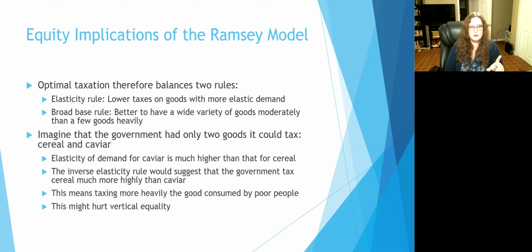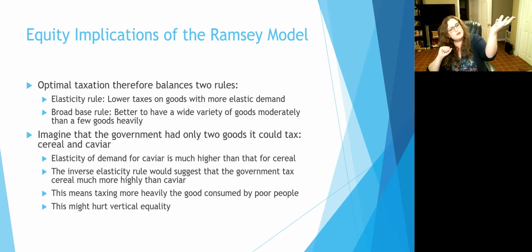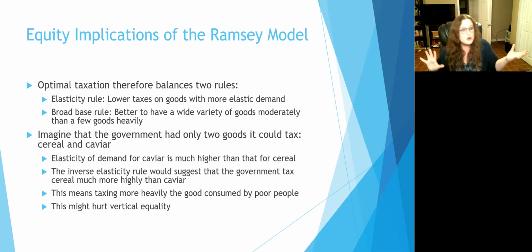But should you? And that's a whole other question. We're going to get there in a second. The second part of the optimal taxation that we're balancing, so we have this elasticity rule of how we should, and then we have the broad-based rule, which means it's better to have a wide variety of goods moderately taxed than one good or a few goods heavily taxed.